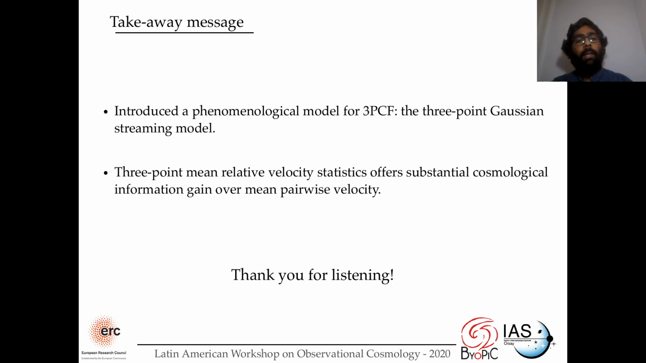On the other hand, that is good for galaxy clustering, but for other cosmological probes like the kSZ effect or peculiar velocity surveys, we see that the 3-point mean relative velocity statistics also offers a substantial cosmological information gain over mean pairwise velocities. So it would be worthwhile to look into this kind of higher-order relative velocity statistics in future surveys from peculiar velocities or kSZ experiments.